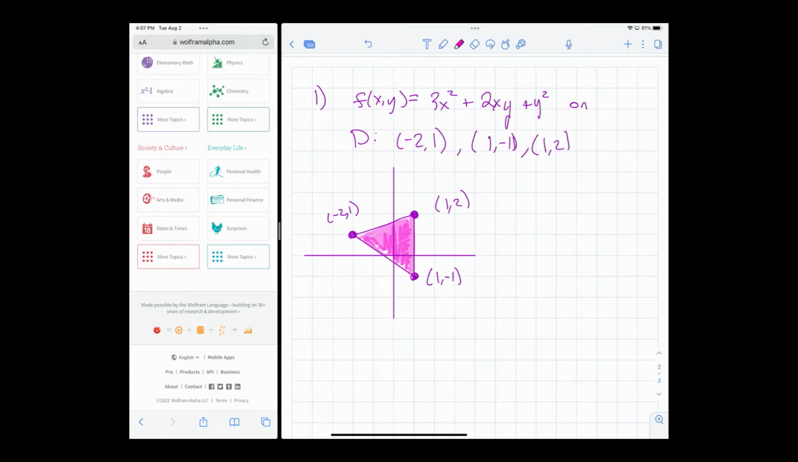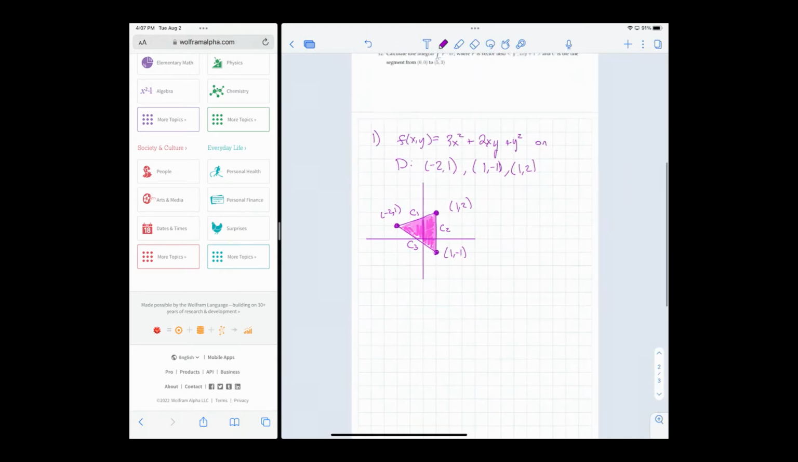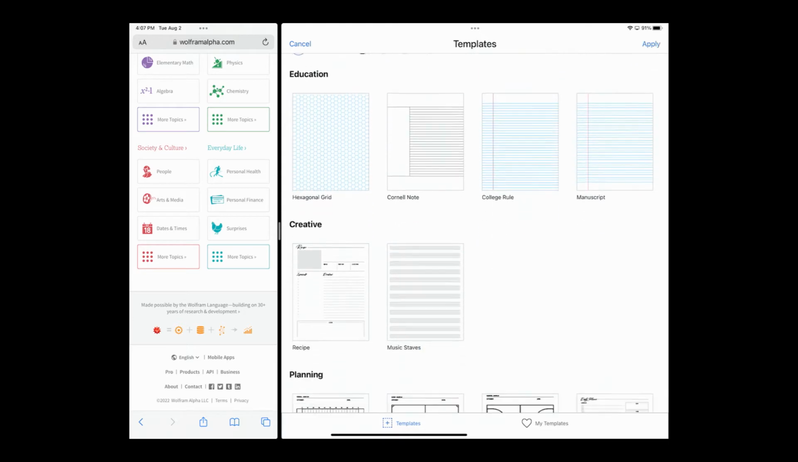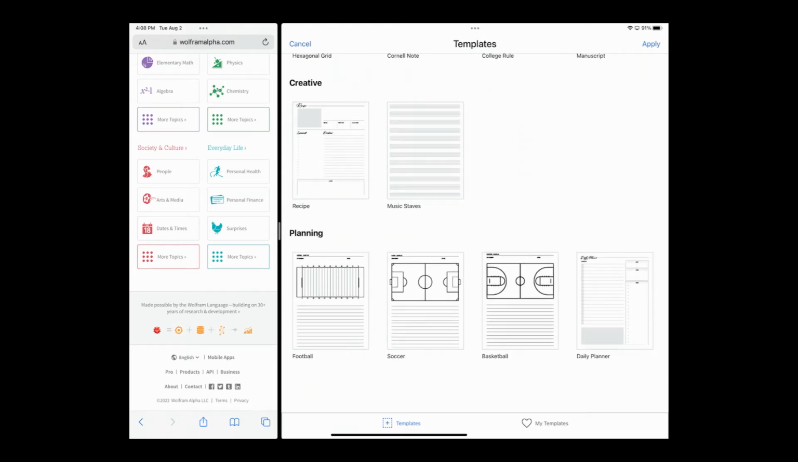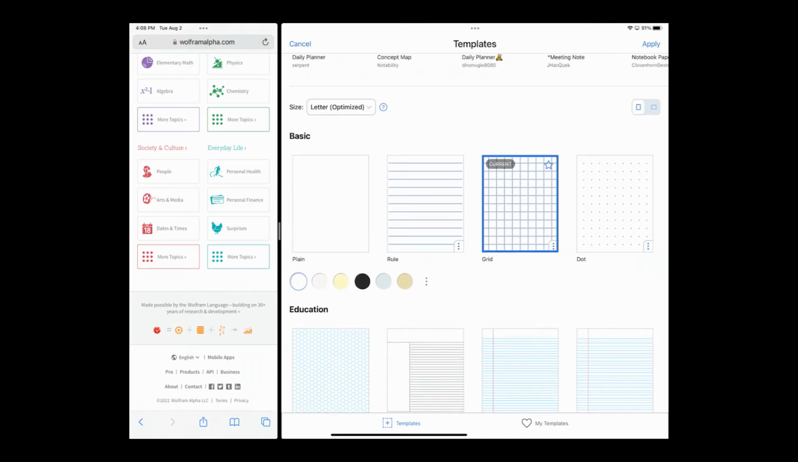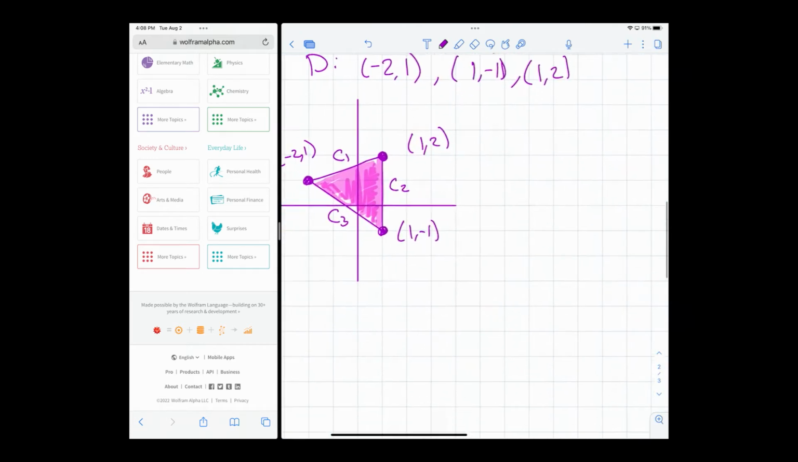Now, as part of this process, we're going to have to actually look for extrema along the boundary here. So I've got these 3 sides to this triangle that I can call C1, C2, C3. And I want to change the template again here. Interesting. Can't make a smaller grid. Okay, well, I guess we're stuck with it. Fine with me.